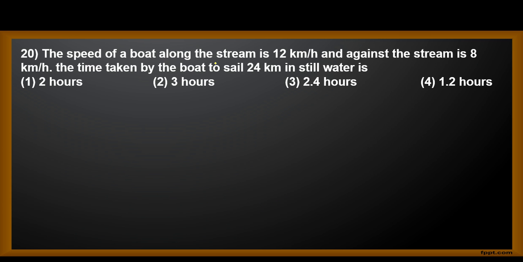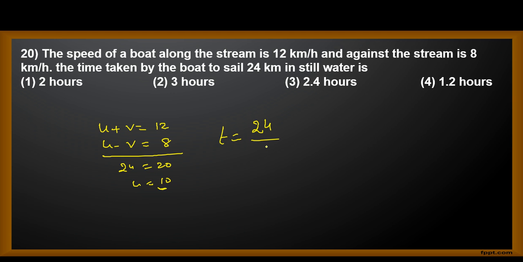The speed of a boat along the stream is 12 km per hour and against the stream is 8 km per hour. What is the time taken by the boat to sail 24 km in still water? Still water means the current speed will become 0. U plus V equals 12, U minus V equals 8. If you add these, you will get 2U equals 20, so U equals 10. The speed of the boat is 10. Time taken equals distance by speed, 24 by 10, which equals 2.4 hours. So the answer is option 3.